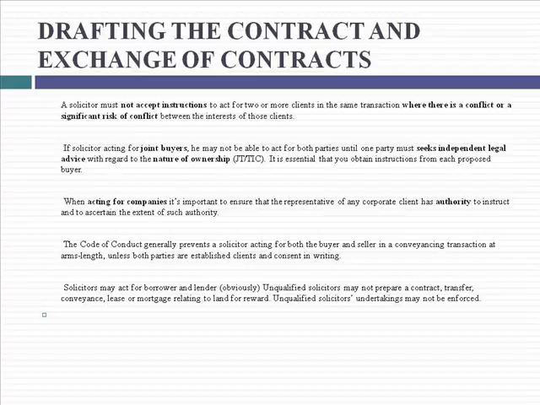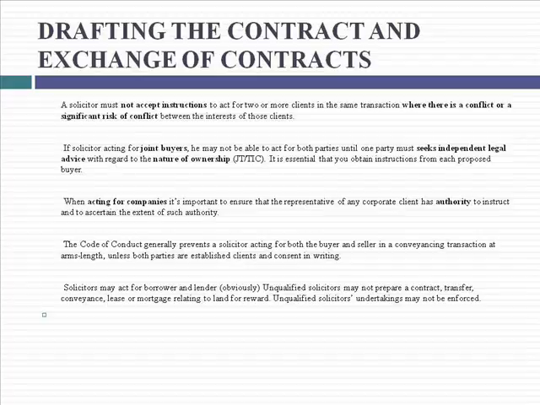It is essential that you obtain instructions from each proposed buyer. When acting for companies, it's important to ensure that the representative of any corporate client has authority to instruct and to ascertain the extent of such authority. The Code of Conduct generally prevents a solicitor acting for both the buyer and seller in a conveyancing transaction at arm's length, unless both parties are established clients and consent in writing.